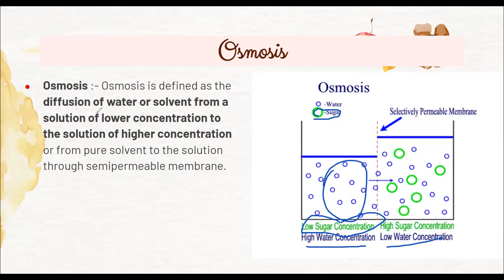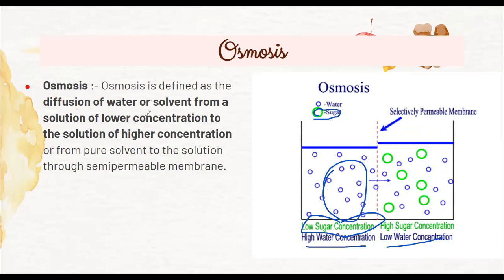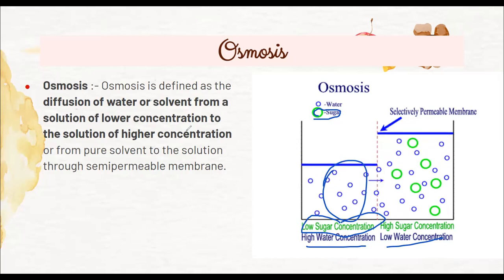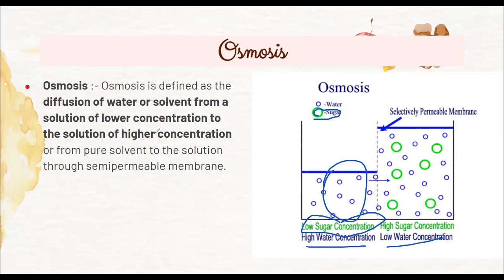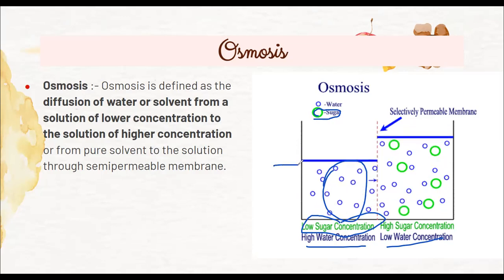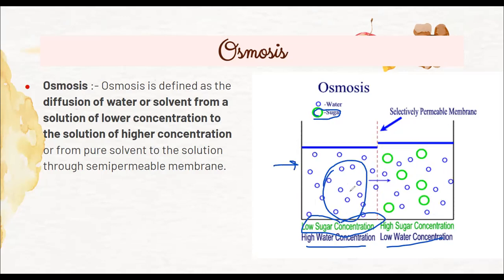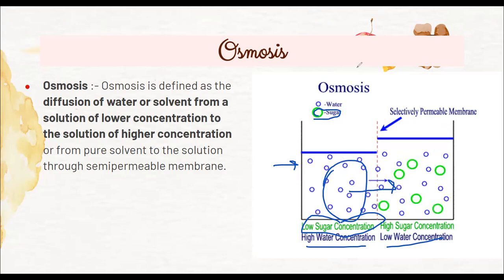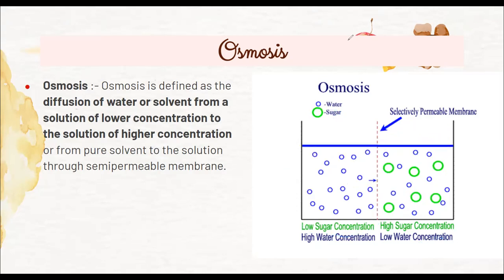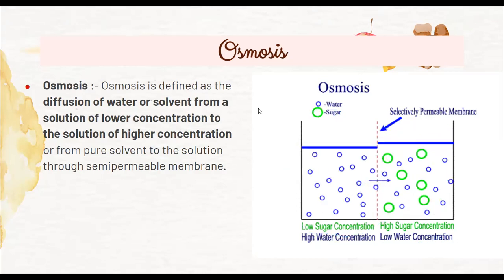Right? So basically, osmosis is what? Diffusion of water or solvent from a solution of lower concentration to a solution of higher concentration. Okay. So here the concentration of sugar is lower. So water will move from this to this. Water will move from this compartment to that compartment. Okay. Where the sugar solution is more.